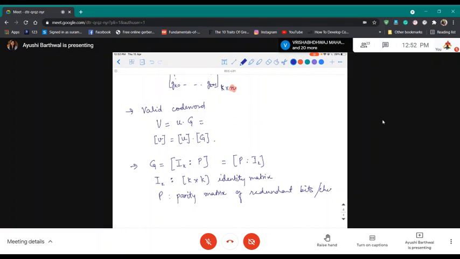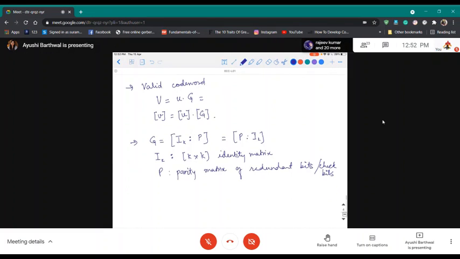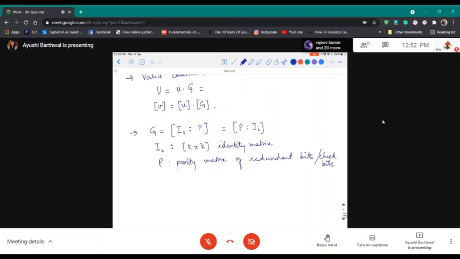Or you also call them check bits. And since the order of G is k cross n, the order of P would be k cross n minus k. So this would be the order of the parity matrix. Now let us solve one example first.